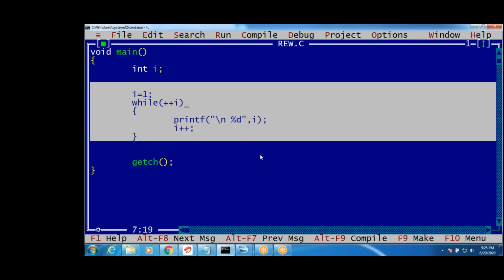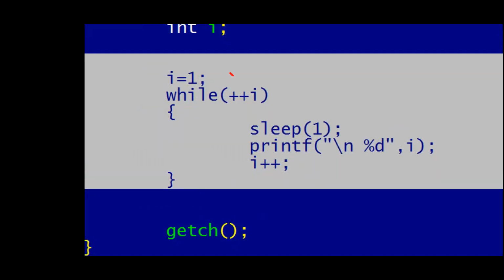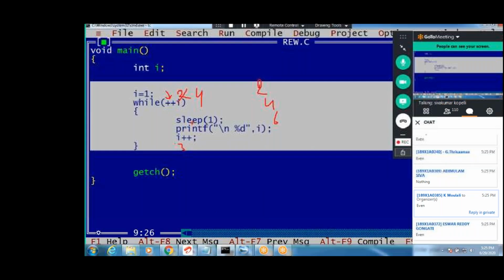First one, plus plus I. It's true, guys. Plus plus I gives 2. 2 will be printed. Next, plus plus I gives 3. Again plus plus I gives 4. 4 will be printed. 2, 4, 6, 8, 10. All even numbers. Whenever it reaches zero, then it stops. 2, 4, 6, 8, 10. Got it, guys? It is printing all even numbers, guys.